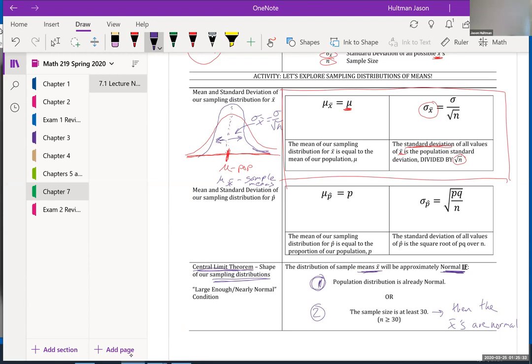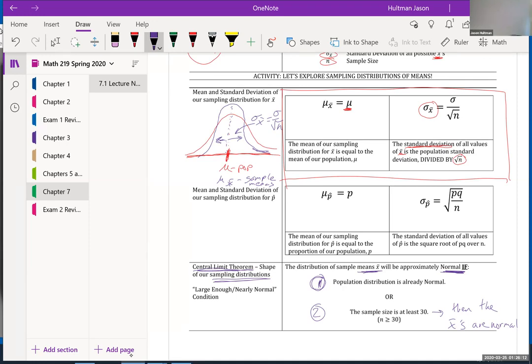So even if the original population was not normal, if my sample size is large enough and I take averages, then remember, this purple distribution up here is the distribution of the averages. What I'm doing is taking a bunch of averages and putting them into a distribution. If I do that, that becomes a normal distribution.